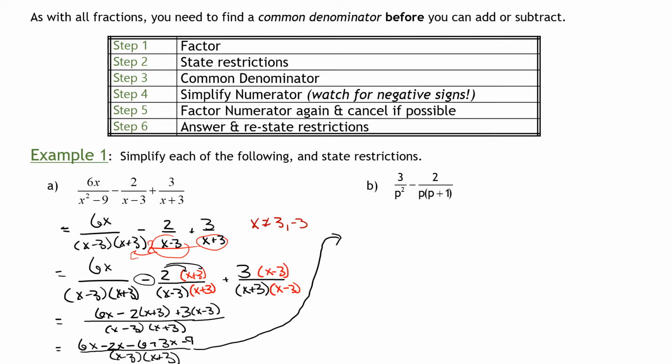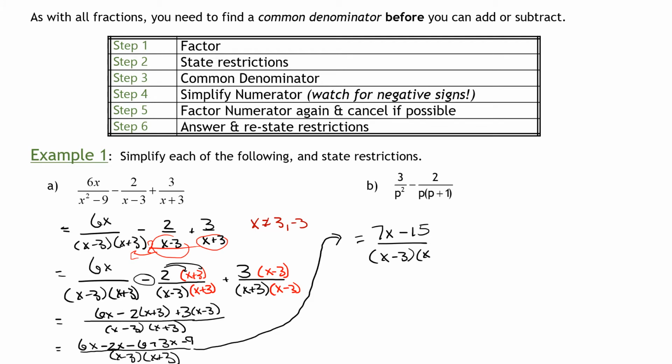What have I got on my numerator now? How many x's have I got there? Let's collect our like terms. We've got 6x minus 2x, which is 4x, plus 3x, that's 7x. And what about the constants? The minus 6 minus 9, so that's minus 15, over x minus 3, x plus 3.